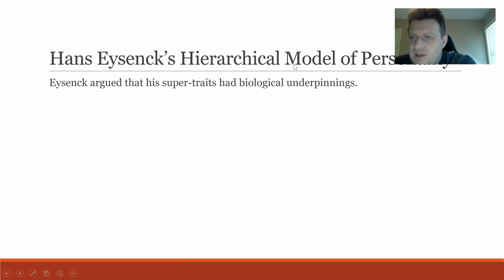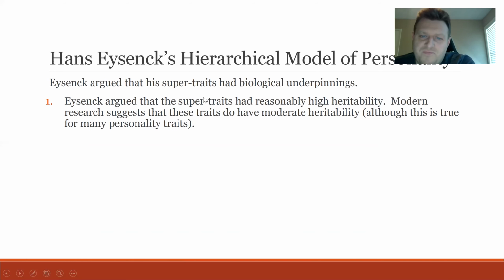So Hans Eysenck wanted to make the point that these traits truly caused behavior to occur. So he wanted to make sure that he was able to uncover some biological underpinnings of these super traits. And he did this in 2 ways. The first way is he conducted studies on behavioral genetics to look at the heritability of these traits. Heritability is the proportion of variation in these traits that's attributable to someone's genetics.